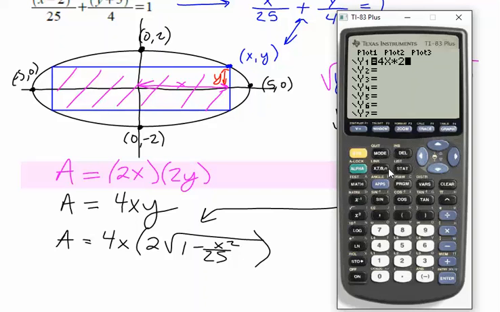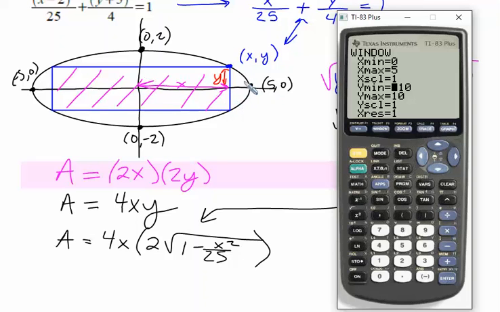So we're typing this in: 4x times 2 square root of 1 minus x squared divided by 25. Make sure to close our square root. Make sure to double check that we don't have any typos. When we go to the window, x is how far from the origin we are. It can't be any larger than 5. Look at our picture. So when we set up our window, we want to do so intelligently. 0 to 5 would make sense for the x. The y would be the area.